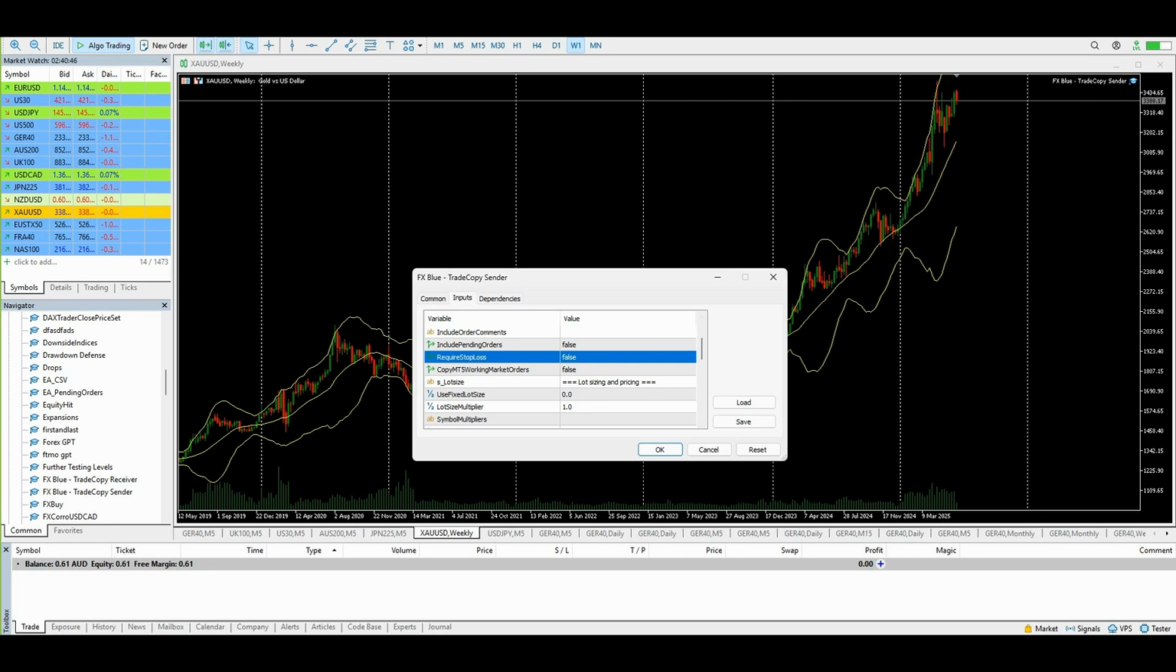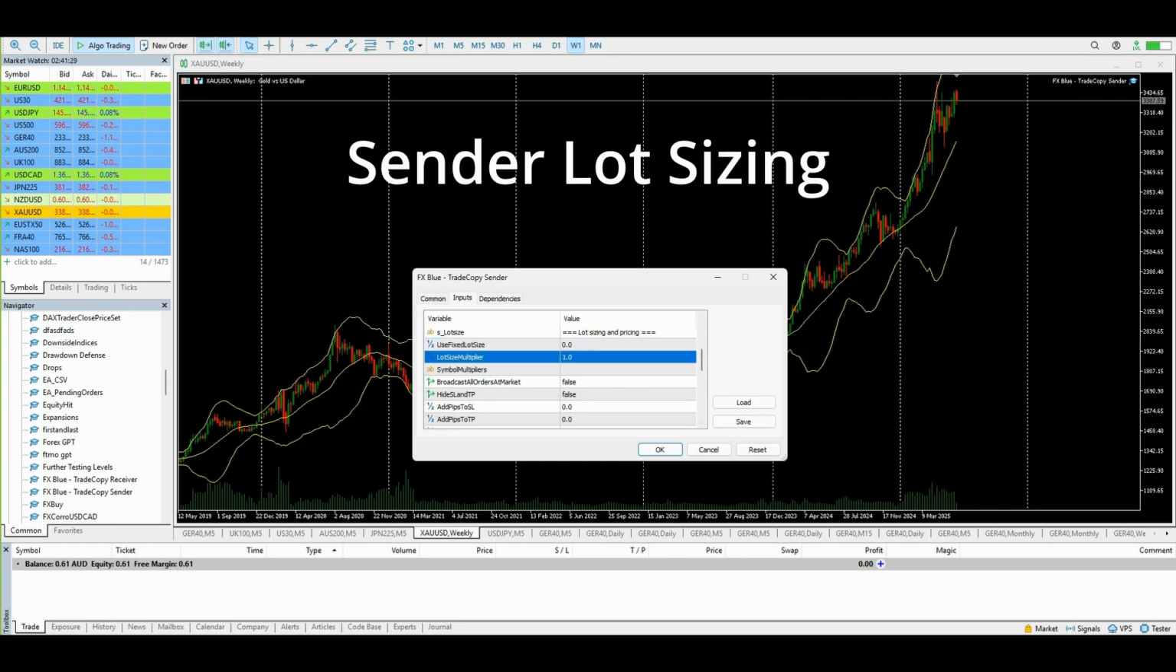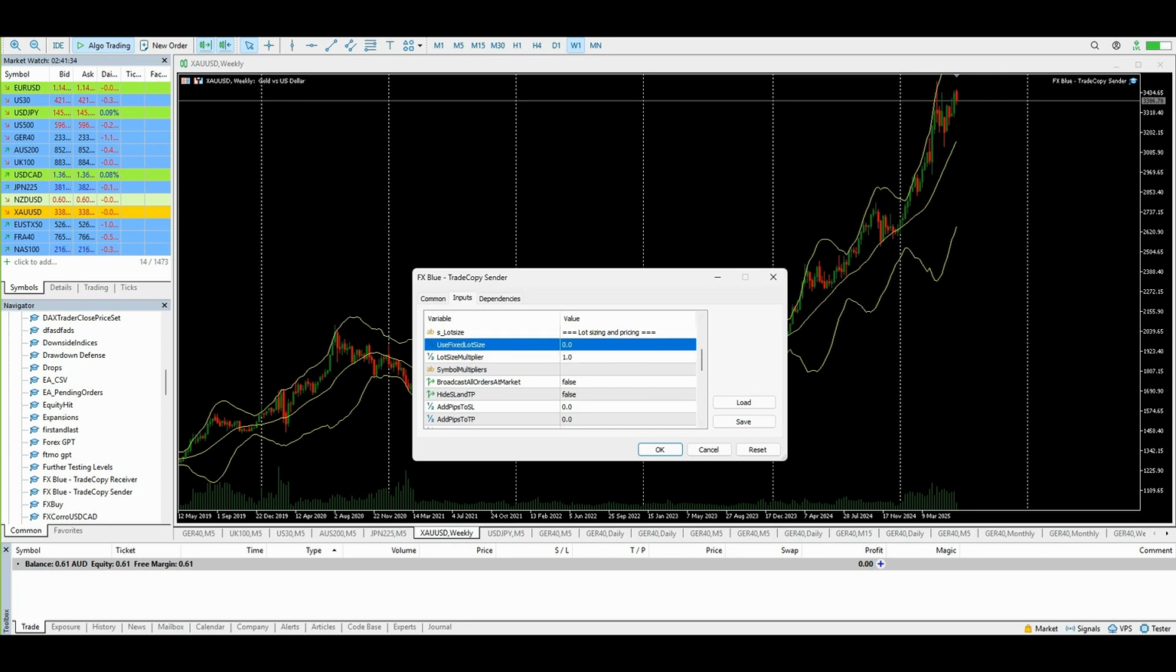I've got this set to false because sometimes I don't set the stop loss straight away. For example, if I got in at market, it wouldn't copy it across unless I had a stop loss involved. Some of the issues around lot sizing come from the lot sizing and pricing section. On the sender side, you can either use the lot size multiplier or use a fixed lot size. I generally keep the lot size multiplier just at 1.0 and then affect the changes on the sender side.